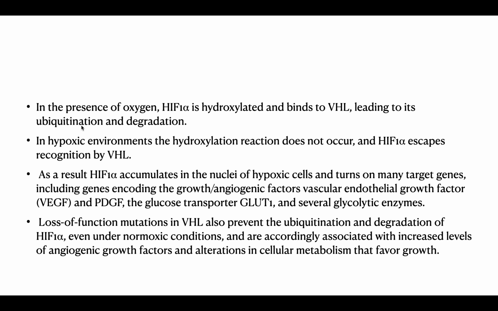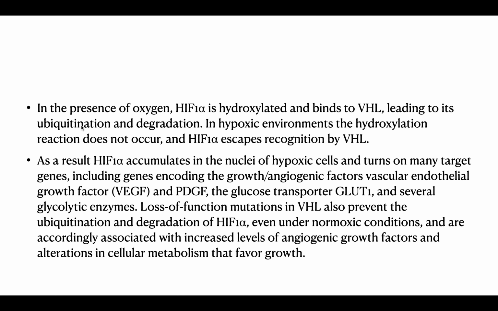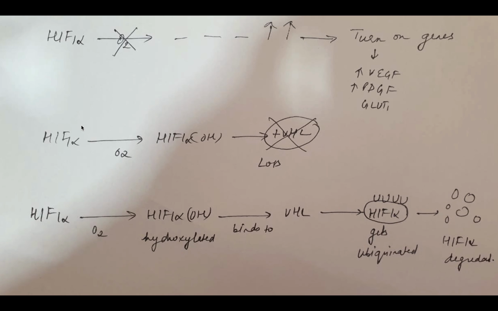Loss of function mutations in VHL also prevent the ubiquitination and degradation of HIF-1 alpha even under normoxic conditions, and are accordingly associated with increased levels of angiogenic factors and alterations in cellular metabolism that favor growth. So in this, normally in the presence of oxygen, HIF-1 alpha is hydroxylated, and when hydroxylated it binds to VHL. VHL will cause the ubiquitination of the HIF-1 alpha, leading to its degradation.